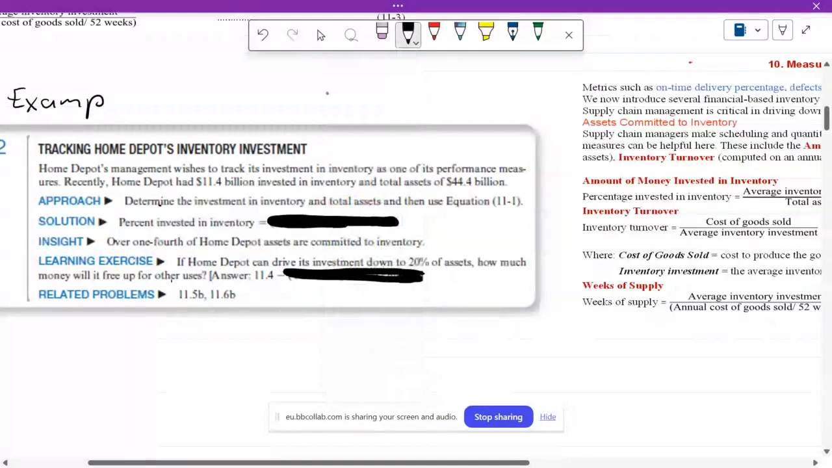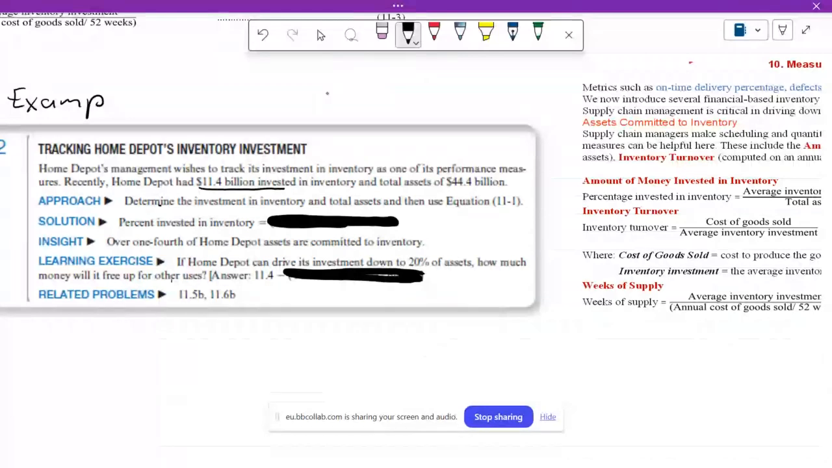Home Depot management wishes to track investment in inventory as one of its performance measures. Recently, Home Depot had 11.4 billion invested in inventory and total assets of 44 billion. So now we want to determine the investment in inventory as a percent of total assets.